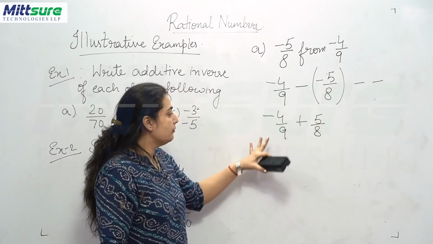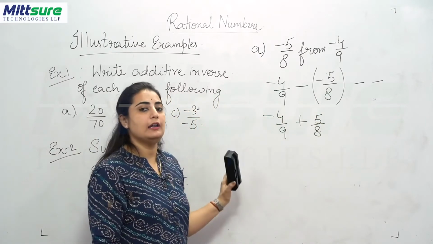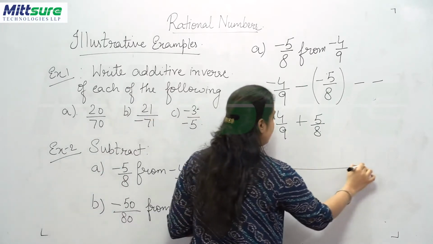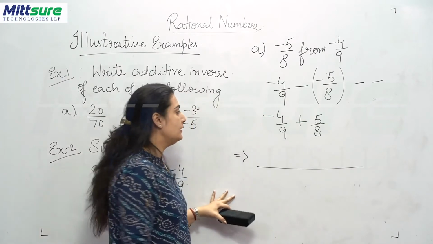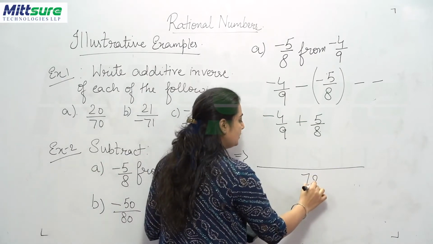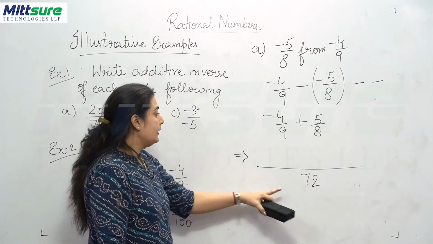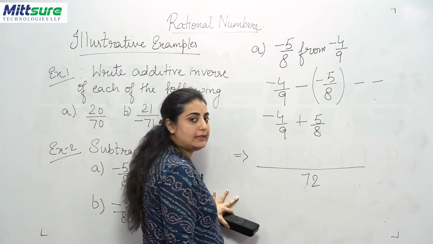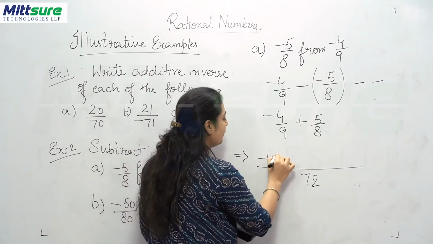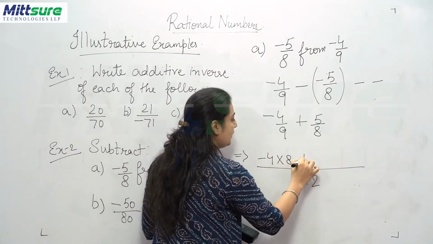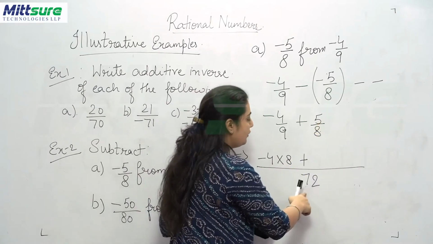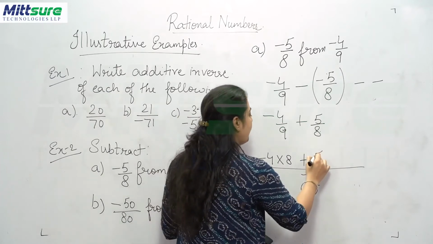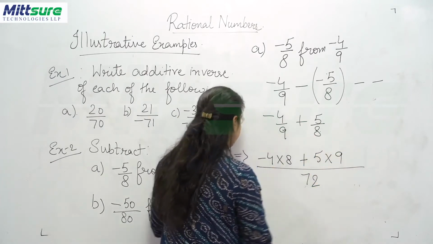Okay, so what will happen? We are going to find out the LCM. When you find the LCM of 8 and 9, it comes to be 72. Right? Now, when you divide 72 by 9, it goes 8 times. So minus 4 multiplied by 8. Plus, similarly, when you divide 72 by 8, it goes 9 times. So 5 multiplied by 9.